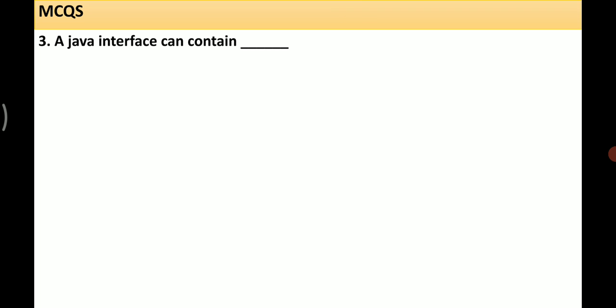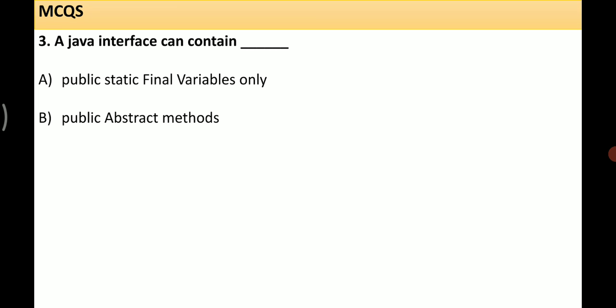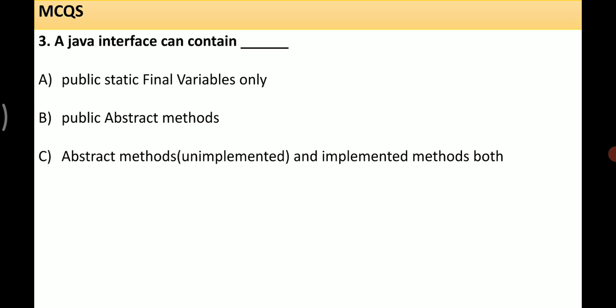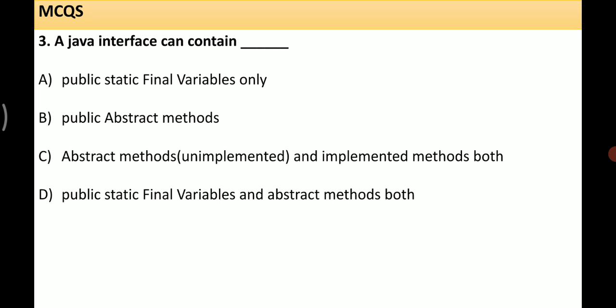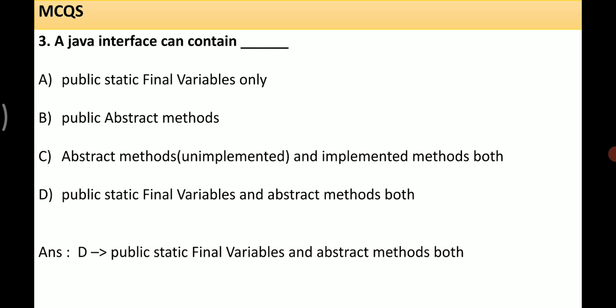Next question: a Java interface can contain: public static final variables only, public abstract methods unimplemented and implemented methods both, or public static final variables and abstract methods both. So a Java interface contains public static final variables and abstract methods both.